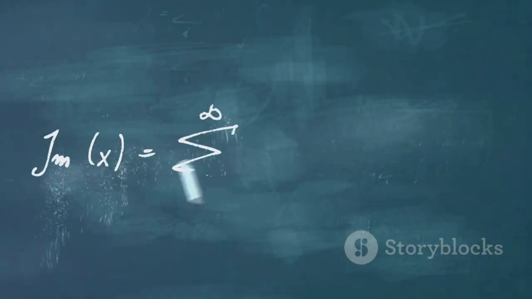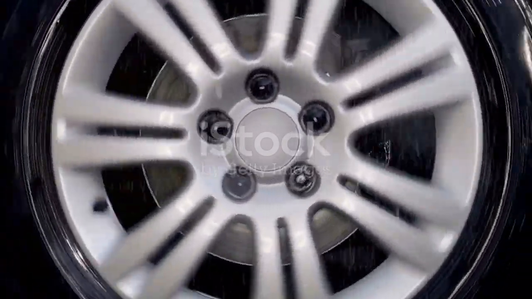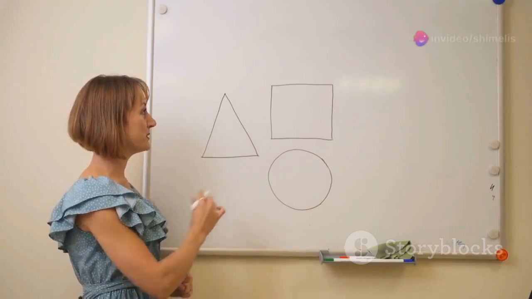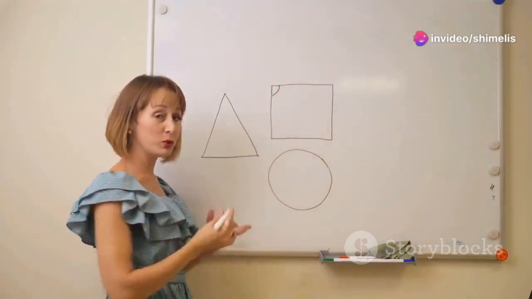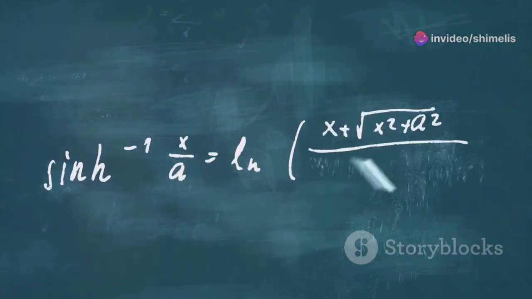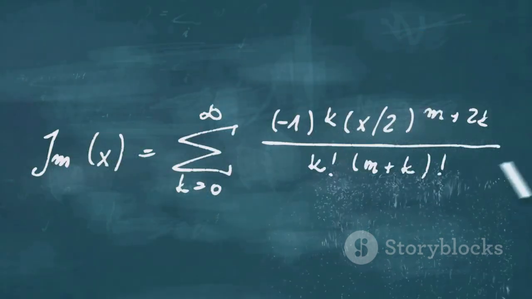Section 5, circles, round and round we go. Circles are everywhere, from the wheels of our cars to the ripples in a pond. In coordinate geometry, we can describe circles using equations based on their center and radius. The standard equation of a circle is (x − h)² + (y − k)² = r².